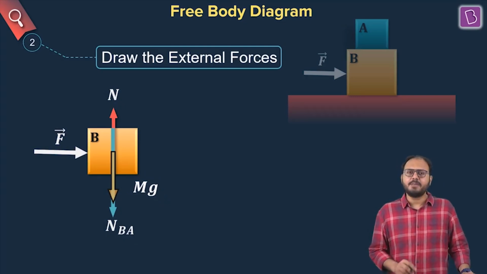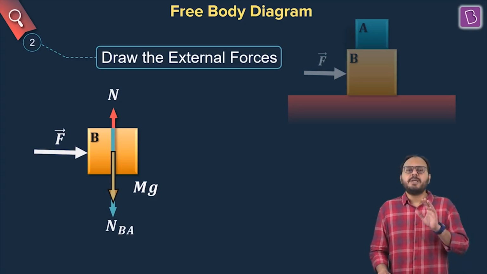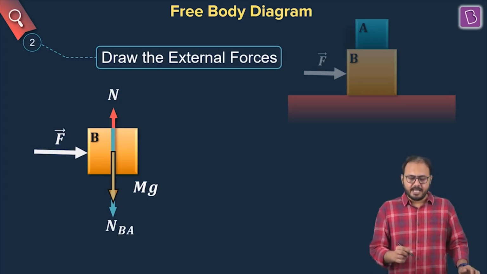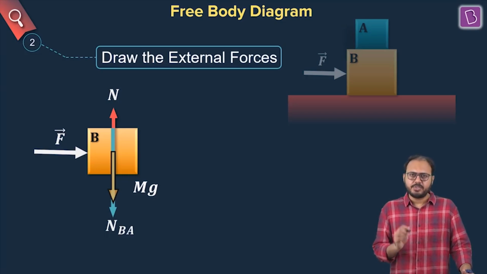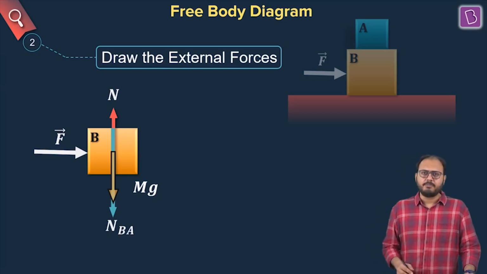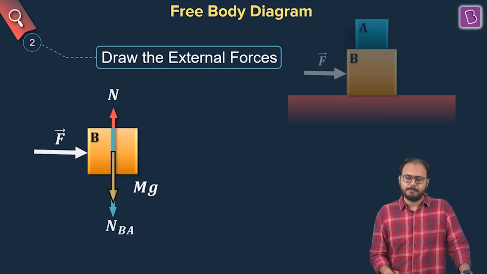Sir, what about the reaction pair of these forces? I don't care. I don't care what B is doing on the other bodies. I care what is being done on B. So there are 4 forces acting on it, and those are F, mg, a contact force from below and a contact force from above. Is this clear? This, my friend, is free body diagram. Right? What is the third step?